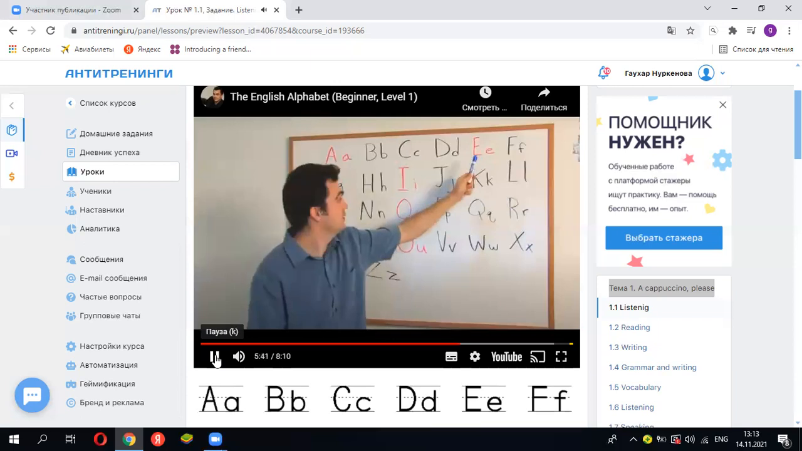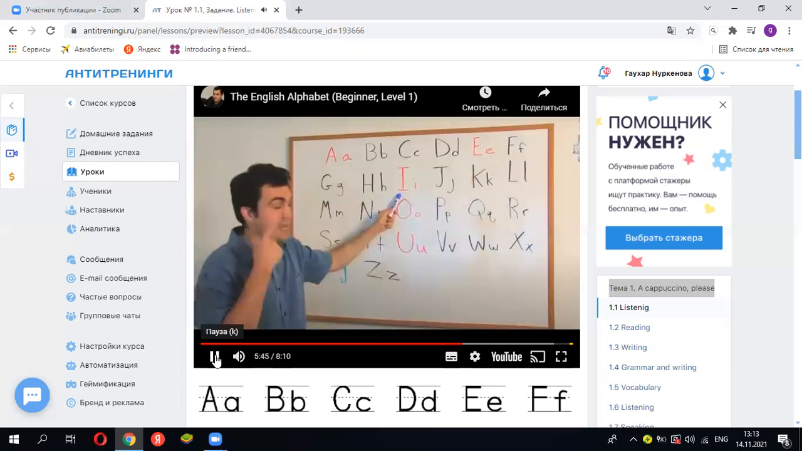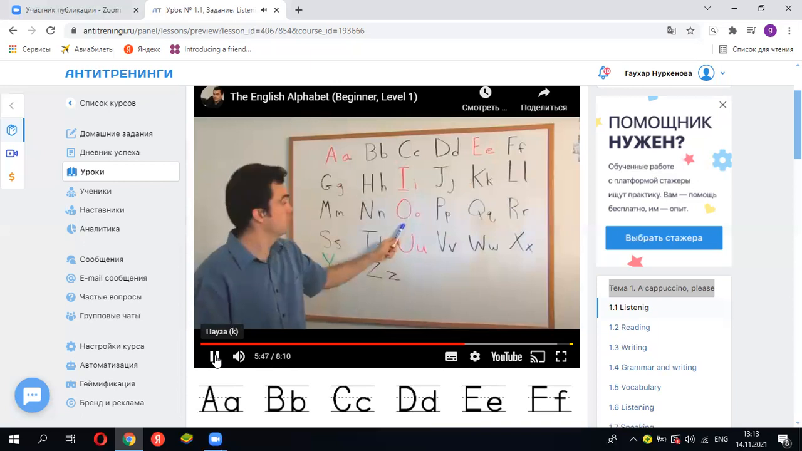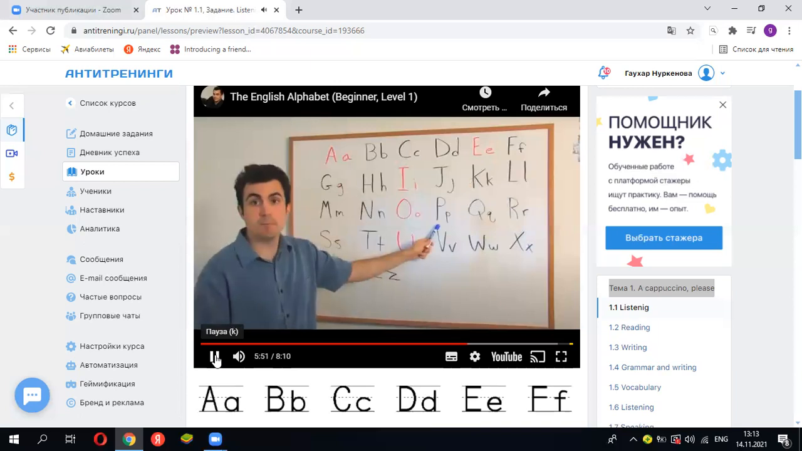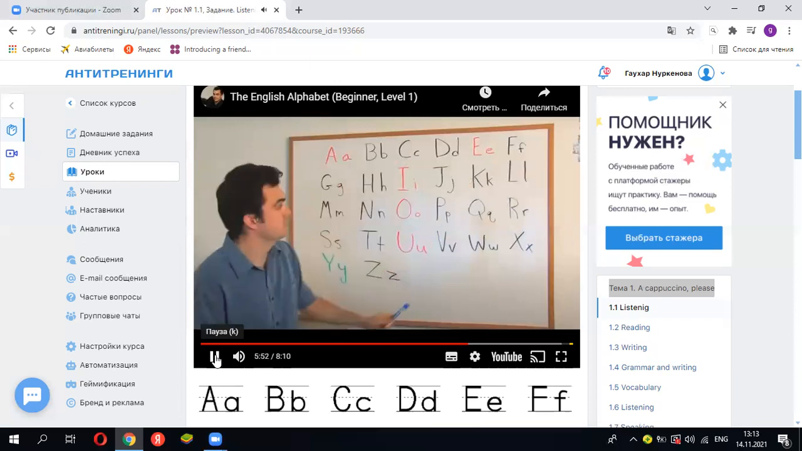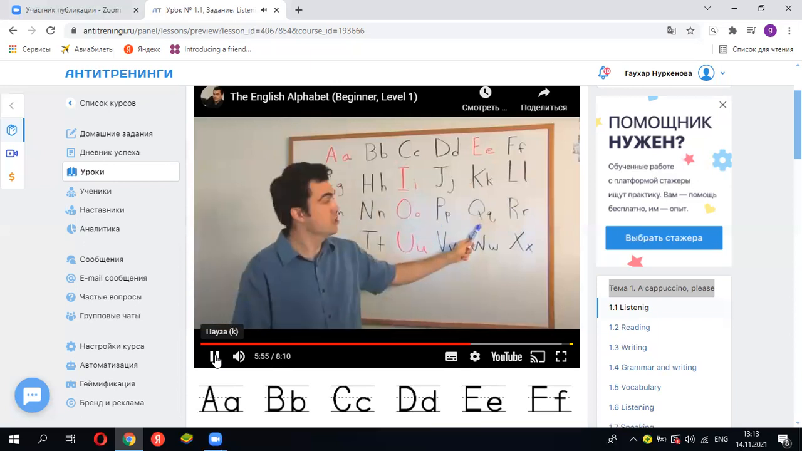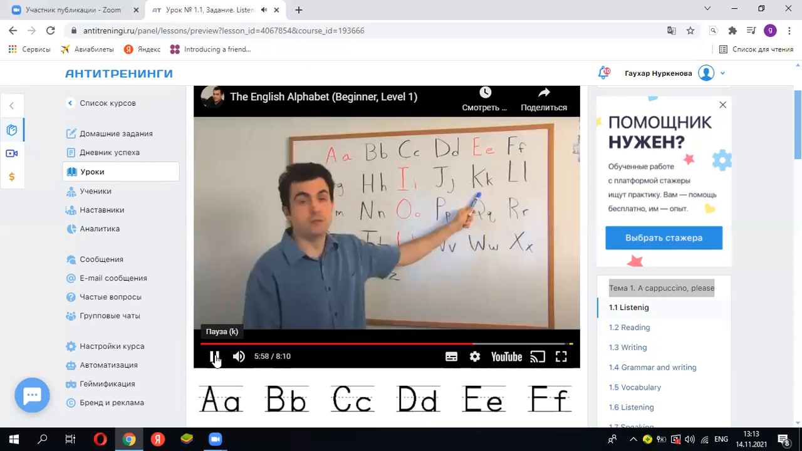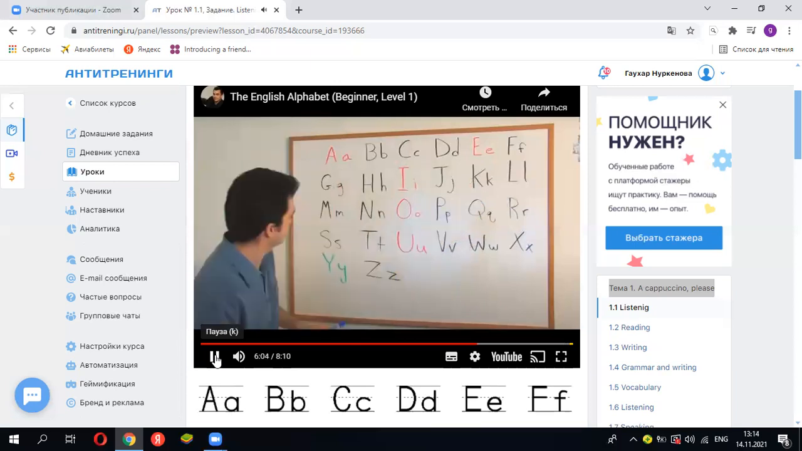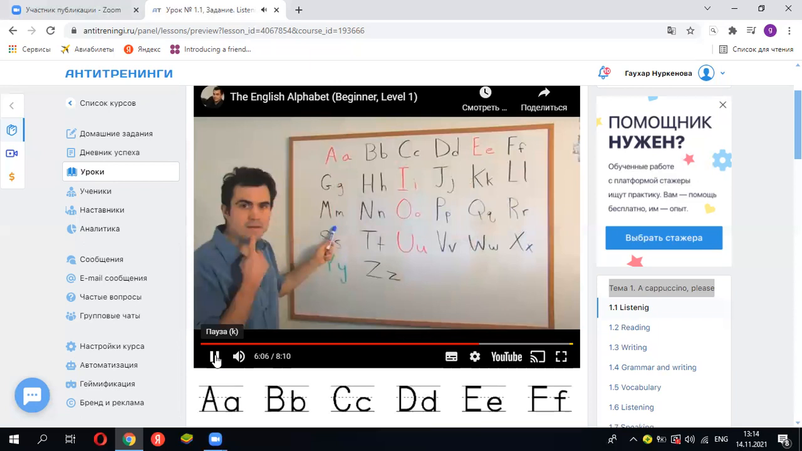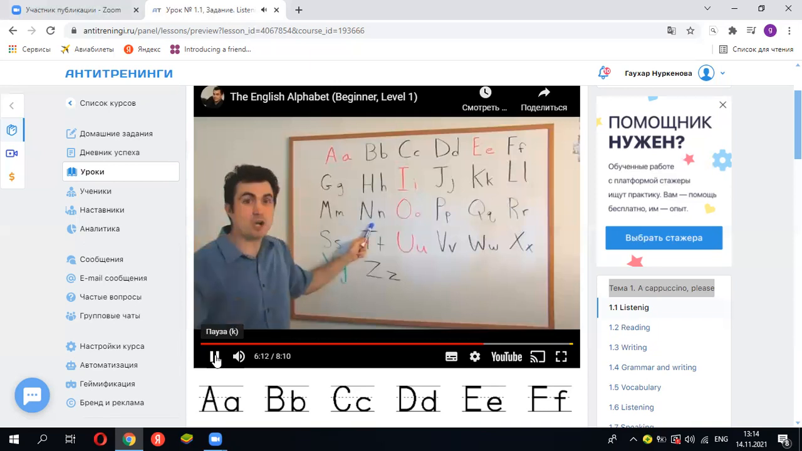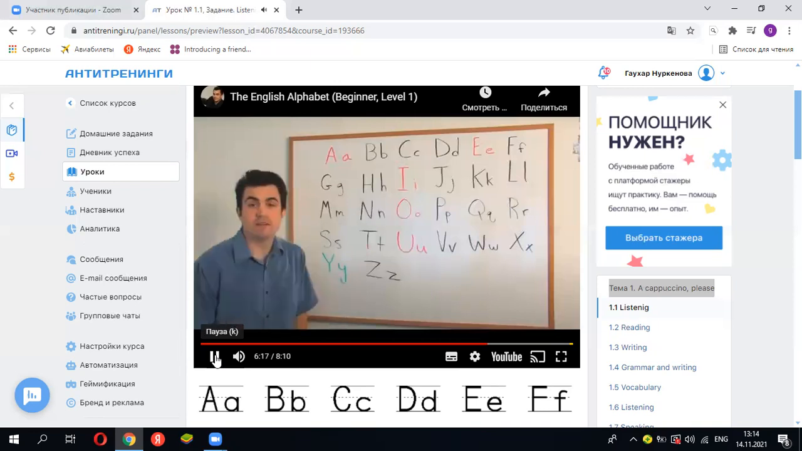E. I, like your eye. O. What's this? P. Good. What's this? Q. K. Q. K. M. The mouth closes. M. N. The mouth is open. N. Good. So in English we have 26 letters, 5 vowels, and 21 consonants.